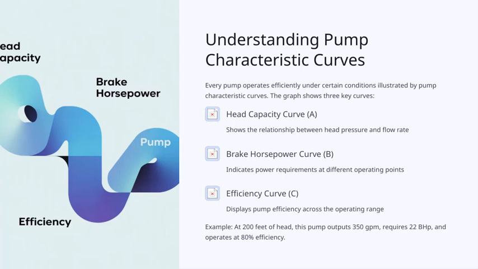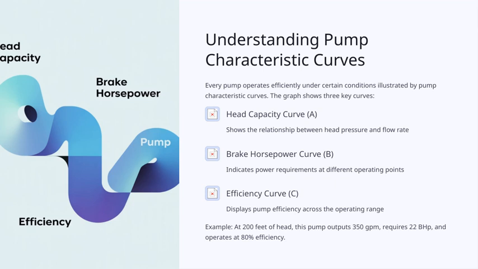Understanding pump characteristic curves is essential for optimizing pump performance. Every pump operates most efficiently within specific conditions that are illustrated by these curves. On this slide, we see three key curves that help us interpret pump behavior. First, the head capacity curve, labeled as A, shows us the relationship between head pressure and flow rate. Essentially, it tells us how much pressure the pump can generate at different flow levels.